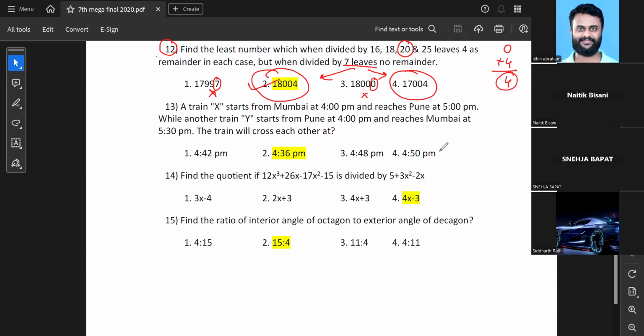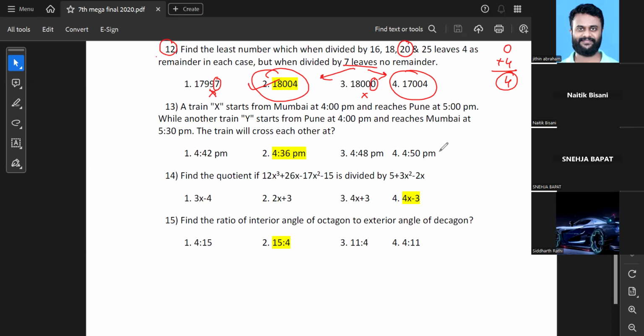Sir, if we have to follow the long method, then first find the LCM, then add 4, and then find a multiple which is divisible by 7. No? Your answer, you will get the correct answer, but I'm trying to tell you that you will be spending a lot of time. You will waste time for nothing. So the method I have suggested is the shortest method.